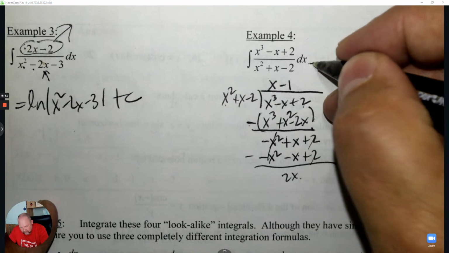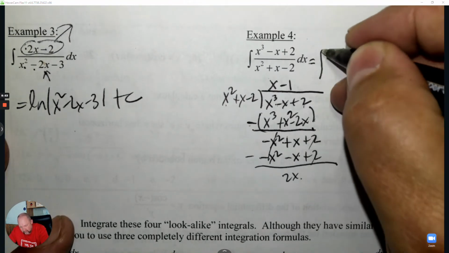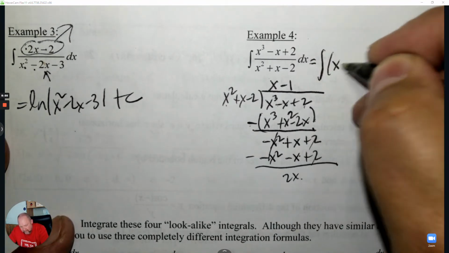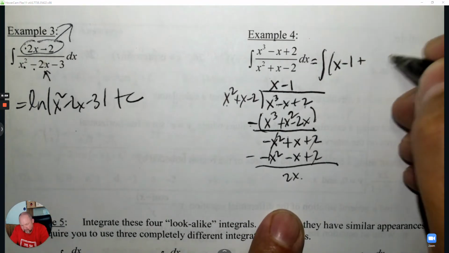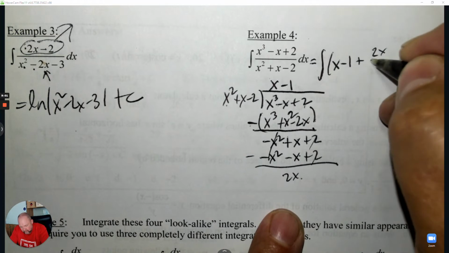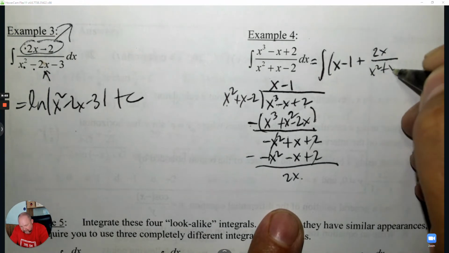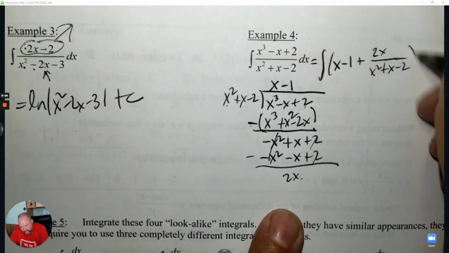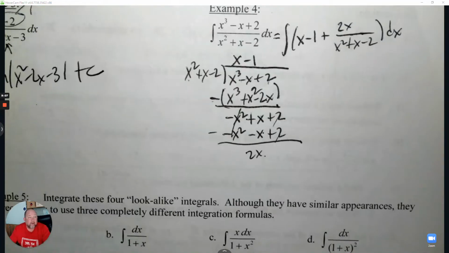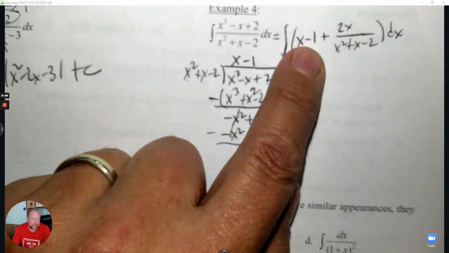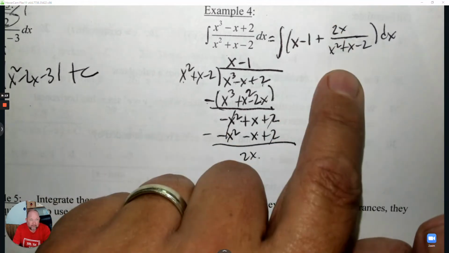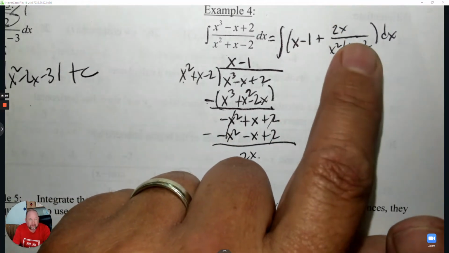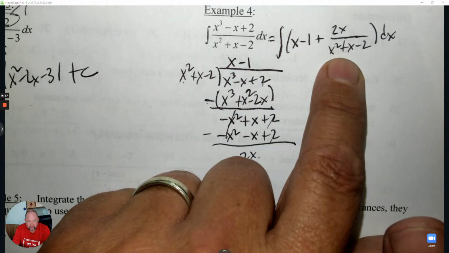So I come back here. So first of all, we started with x minus 1. And then we have a fraction, which is 2x over x squared plus x minus 2. So I already know the integration for x and -1. This here, the derivative of the bottom is not going to match the top. So I'm going to use partial fractions to be able to do this.